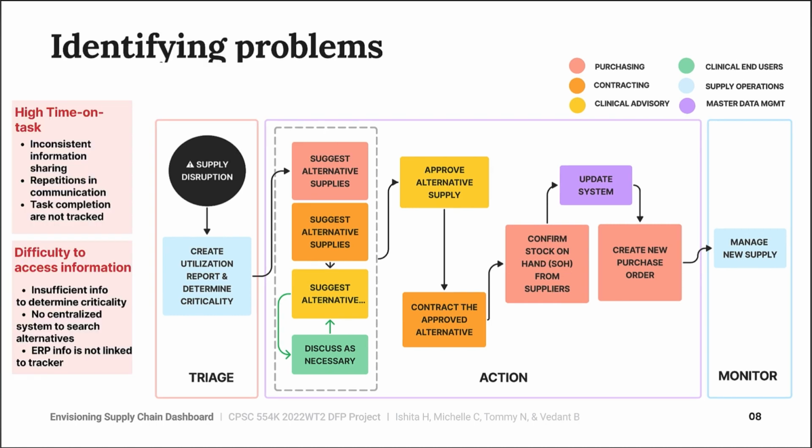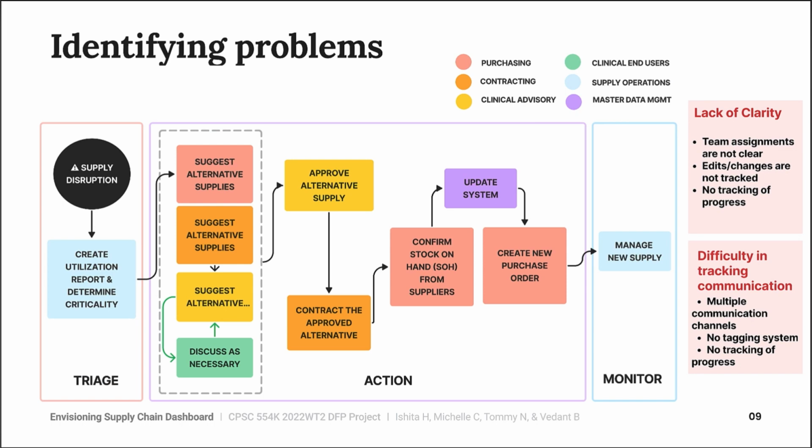and calls. Some key problems are that the current processes are high time on task, caused by inconsistent info sharing across multiple channels and repetitive communication. Difficulty accessing information due to lack of collected information and data from ERP system to be the source of truth at any given time. Lack of clarity exists in task assignment and modifications. With multiple communication channels, tracking communication and progress can be very difficult.